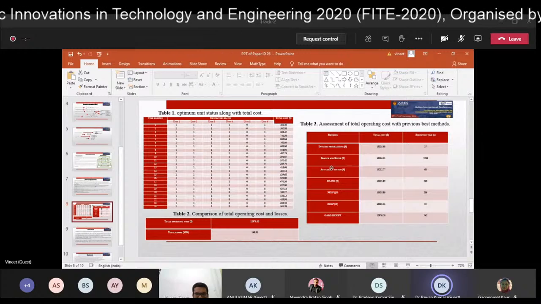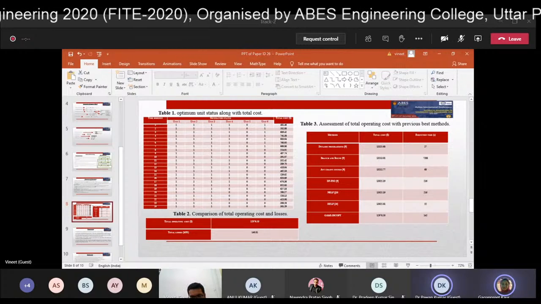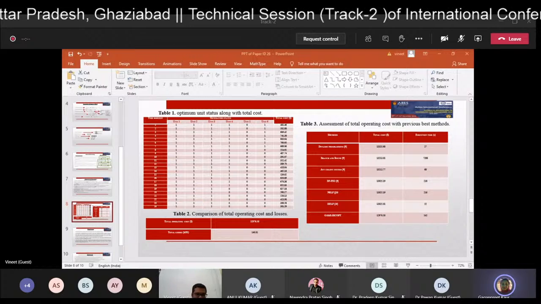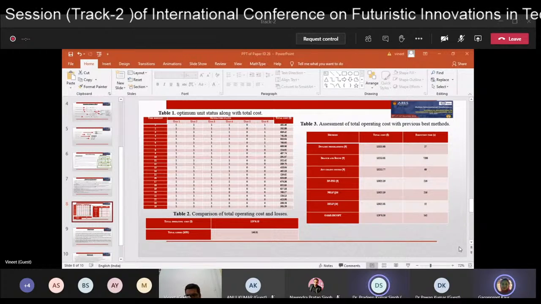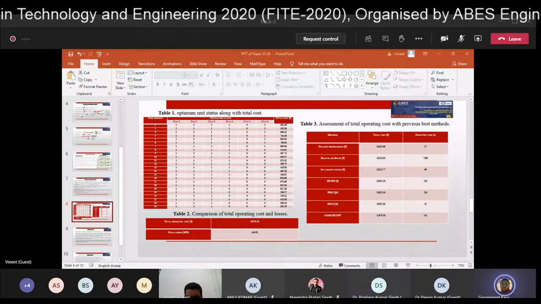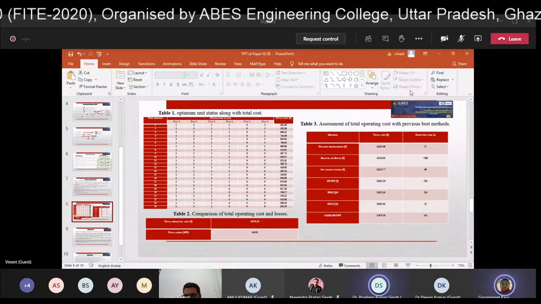Gagan ma'am, any questions? Any more questions? Thank you, Vineet sir. Thank you, Pawan ma'am. Thank you, Pradeep sir. It's fine at my end. Please proceed, ma'am. Okay, sir.